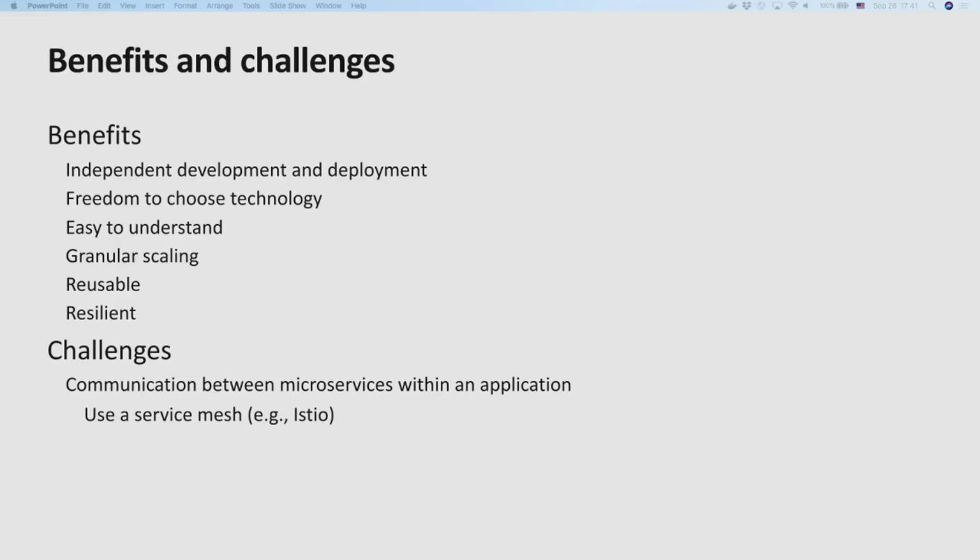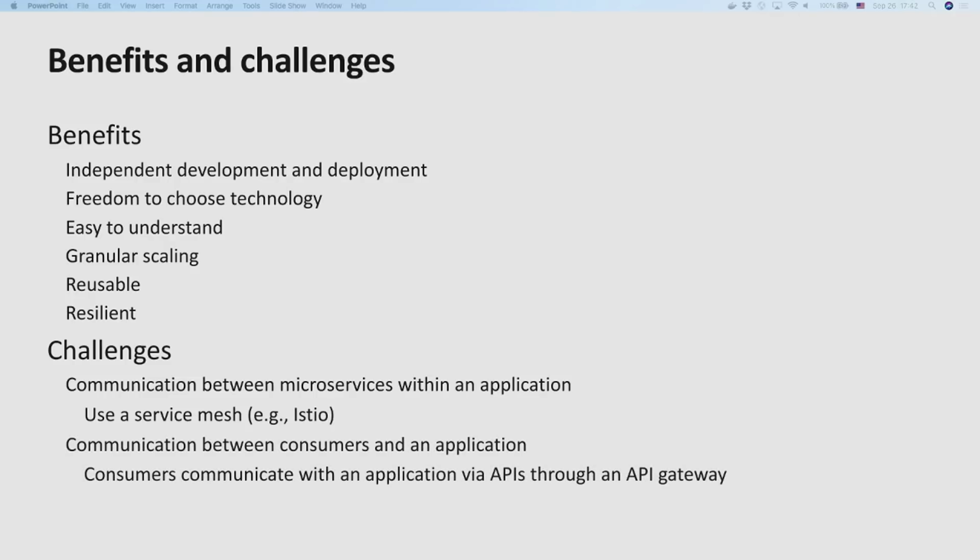For this challenge, organizations are increasingly adopting a service mesh, such as the open source project Istio. And we're not going to dive into this challenge today, because the challenge I want to focus on today is how do you manage the communication between your application and the consumers of your application, right? The answer to this question is consumers should be communicating with your application via APIs through an API gateway. So there are 2 points here. First of all, you need to publish your microservices as APIs, right? And second, when you do that, you need to publish them with an API gateway.